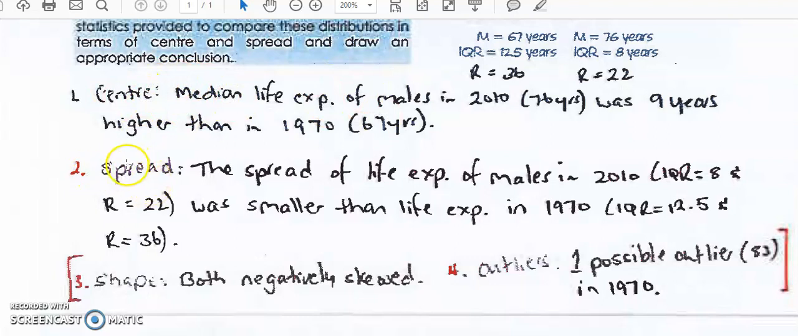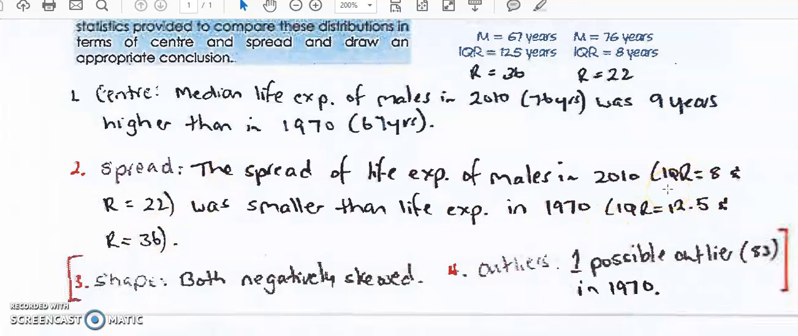For the spread of the life expectancy of males in 2010, specifically the interquartile range, the middle range for 2010 is 8.22. This is smaller than in 1970. The IQR in 1970 is 12.5, and the range is 36.